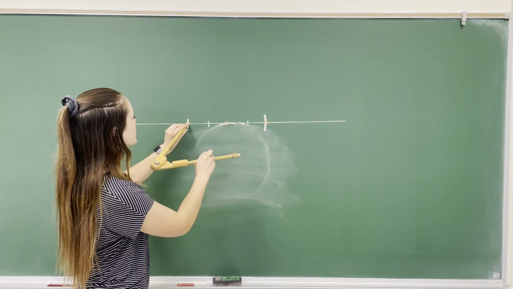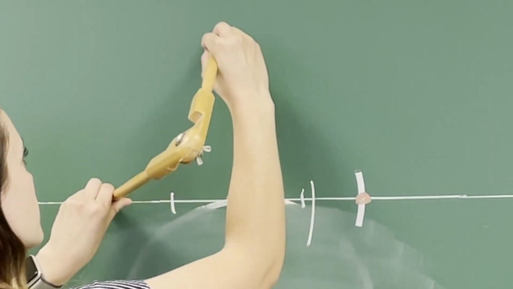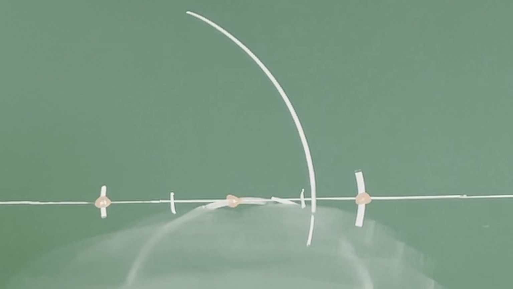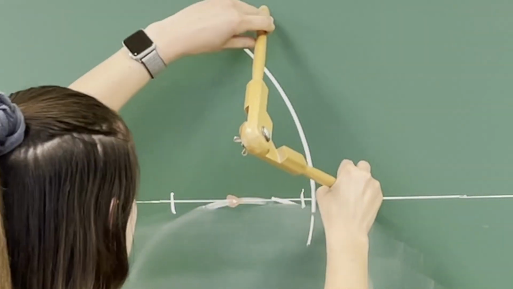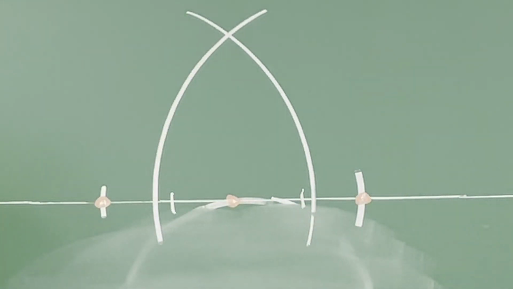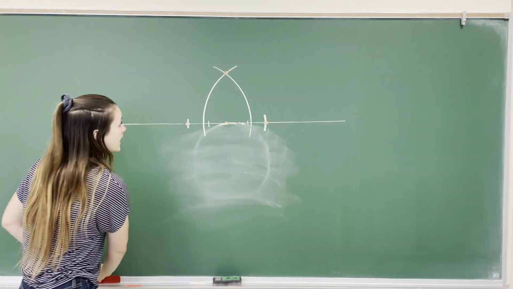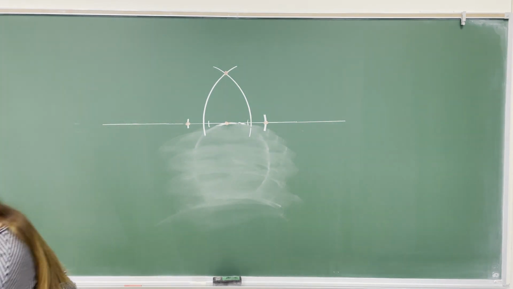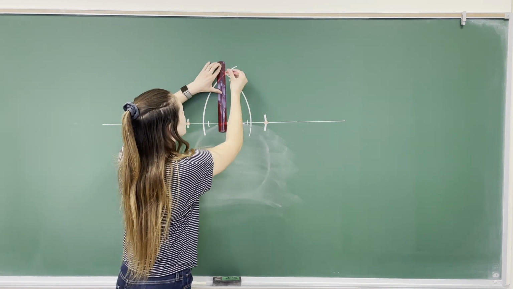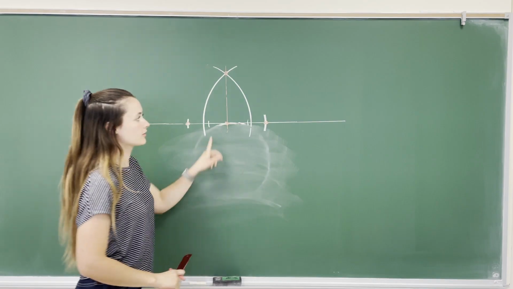And I'm going to put one end on here, so this is the center of my circle. And I'm going to draw a little portion of a circle there, and I'm going to do the same thing over here. And because these lines intersect, I'm going to construct a point. And now we can actually connect these 2 points using the straight edge to form a perpendicular line.